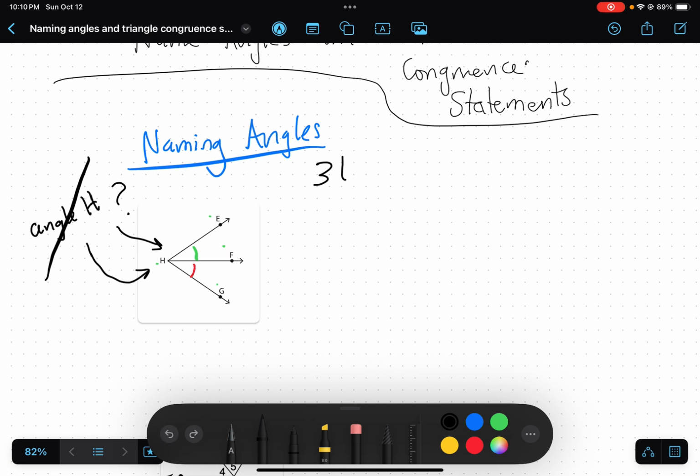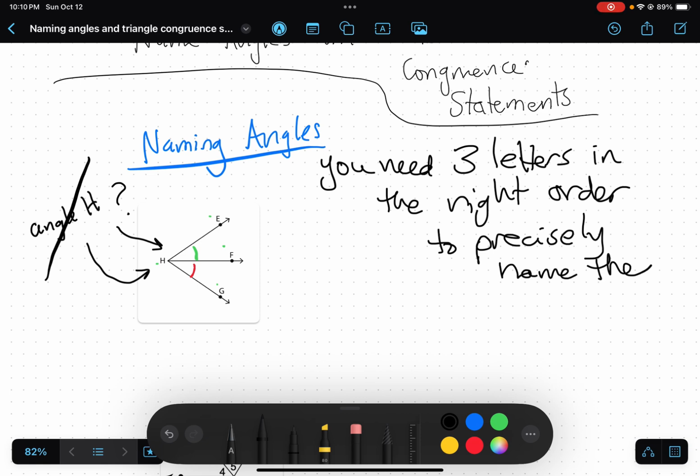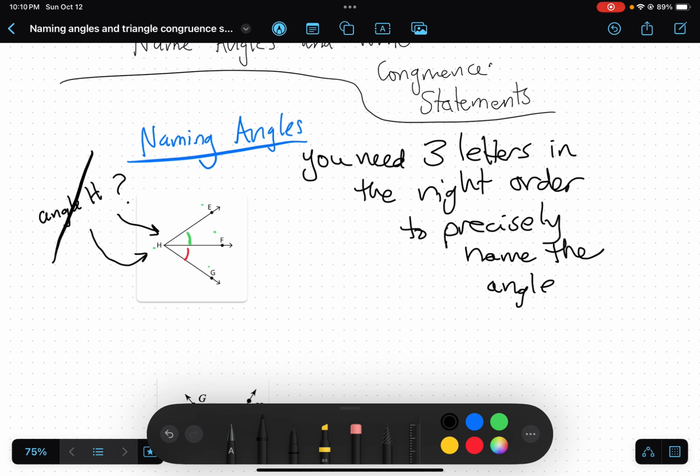So let me write that down clearly. Okay. So you need 3 letters in the right order to precisely name the angle. So let me color code and see if that can make more sense.